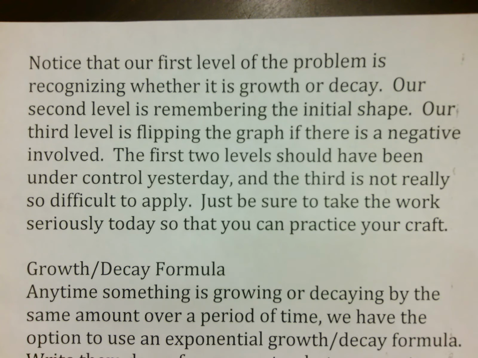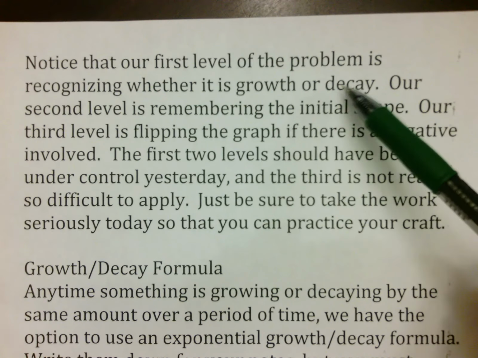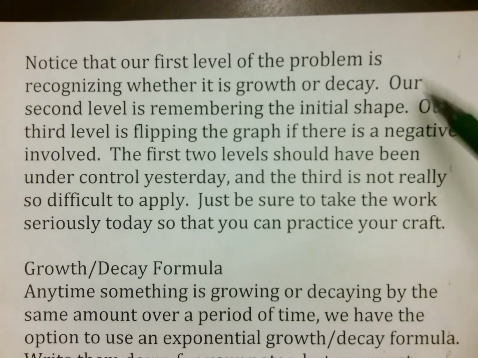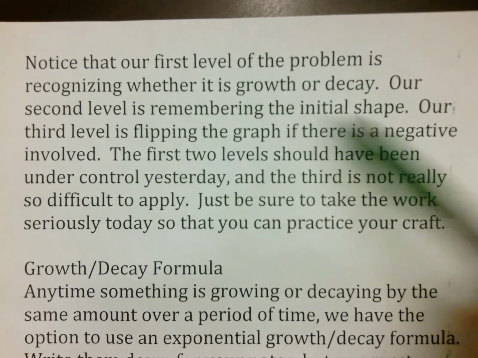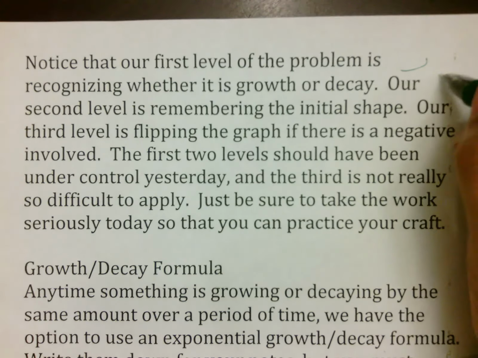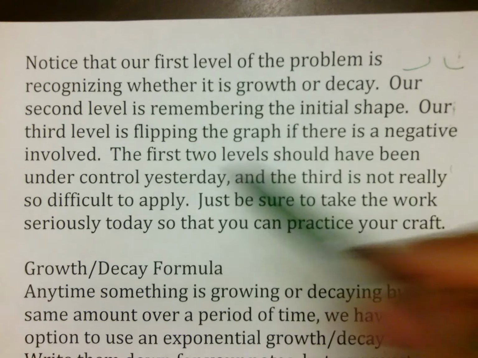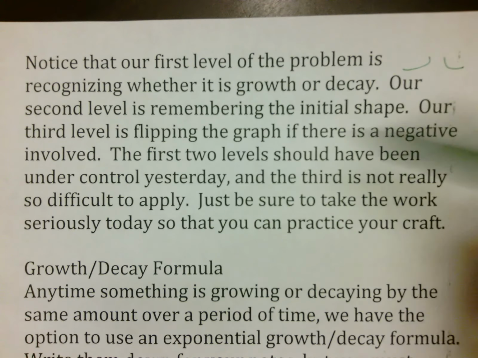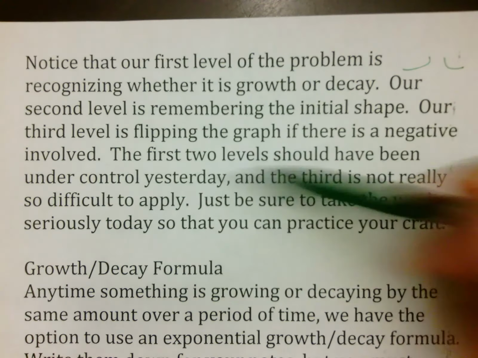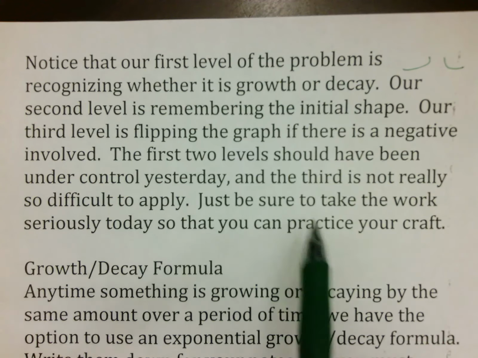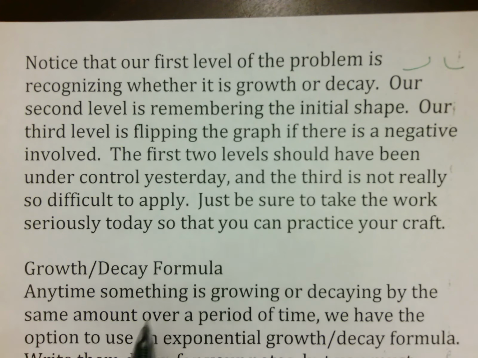Notice that our first level of the problem is, again, recognizing whether it's growth or decay. That's when you look at the base number. Our second level is remembering the initial shape, which is where we either drew this or this. And our third level is flipping the graph if necessary. So again, knowing how to flip the graph if you have to. The first 2 levels, again, should have been under control yesterday, and the third one is not really so difficult to apply. Again, just be sure to take the work seriously today so you can practice your craft.